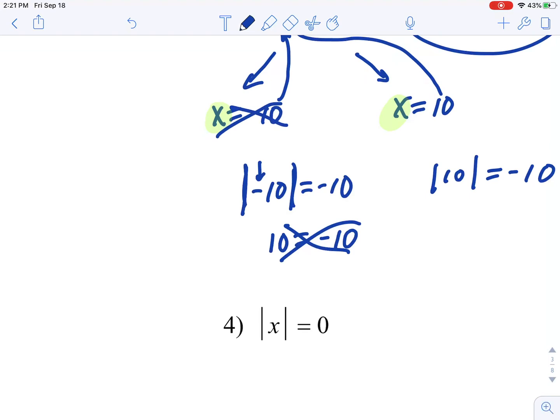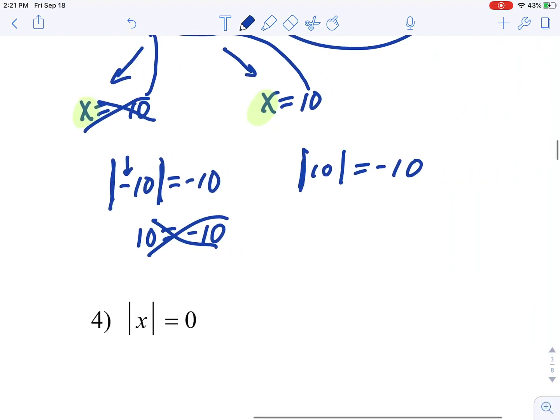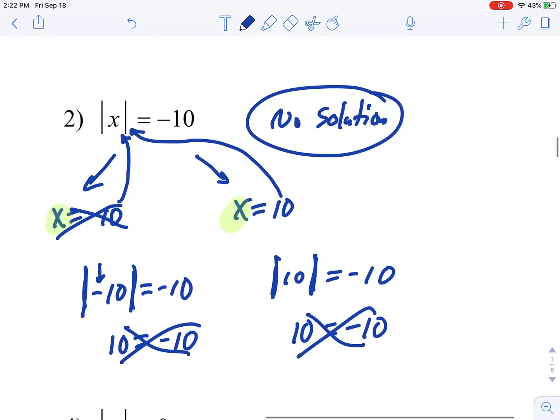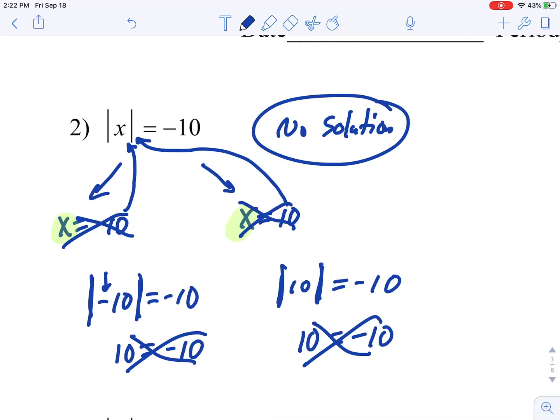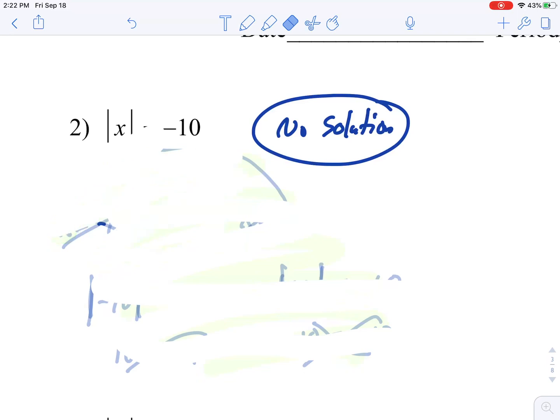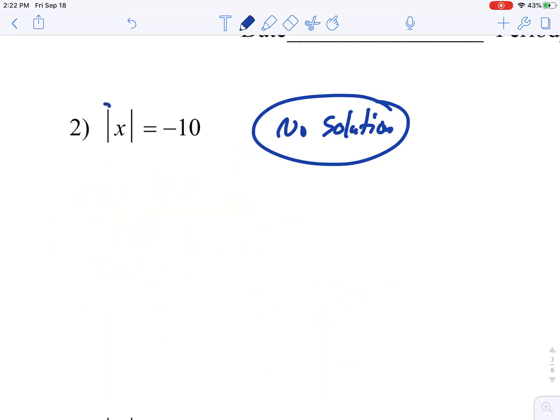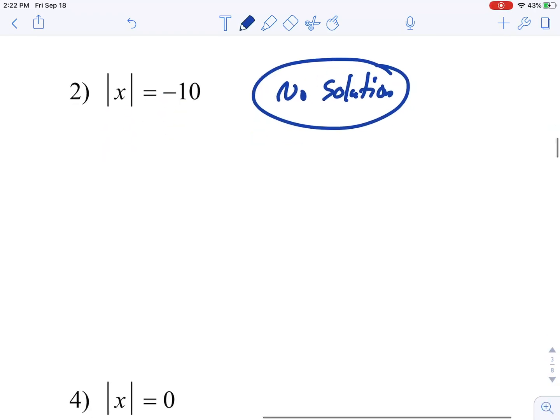So that's not right. Over here, what is the absolute value of +10? It's still +10. Does that equal -10? No. So when you plug both of these answers back in, they do not work. So again, there is no solution. Now, this looks like a bunch of gibberish and unnecessary work, and truthfully it is. If you can recognize that you have an absolute value equal to a negative, then you just write no solution and that's it. Okay, probably beating a dead horse at this point.